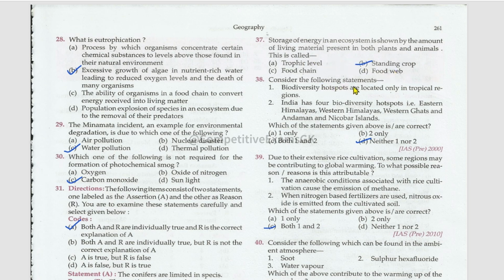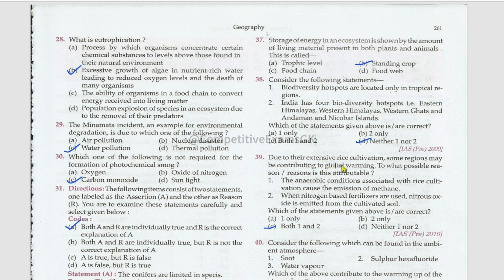Consider the following statements. Which of the statements above is correct? Biodiversity hotspots are located only in tropical regions. No. India has biodiversity hotspots, that is Eastern Himalayas, Western Ghats, and Andaman Nicobar Islands. No. How many biodiversity hotspots are there in India? Mention those in the comments. Both these options are the incorrect options.